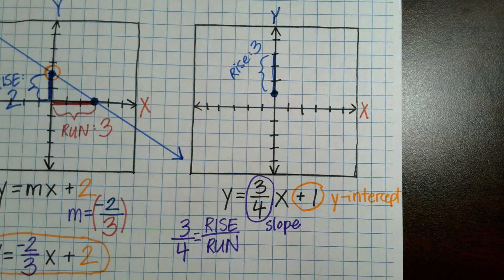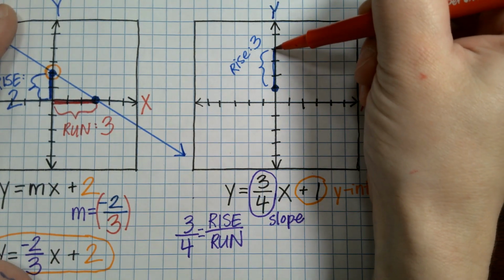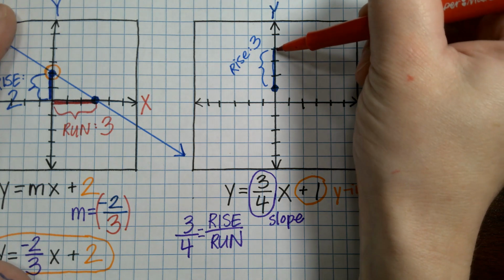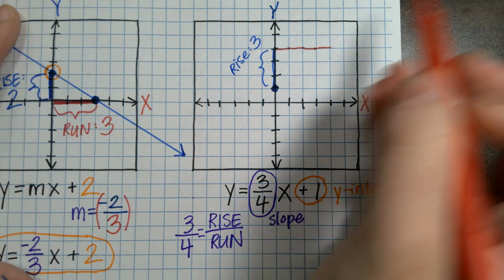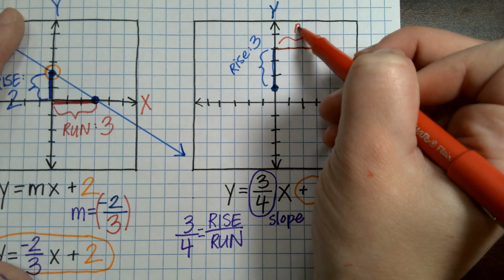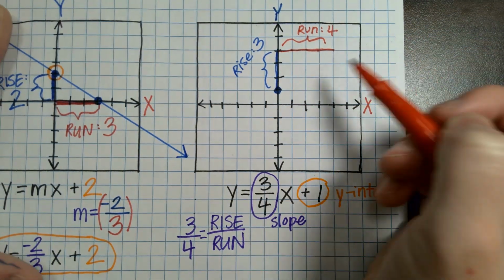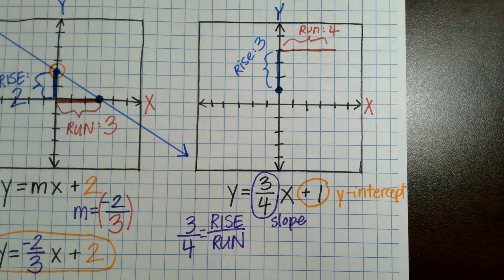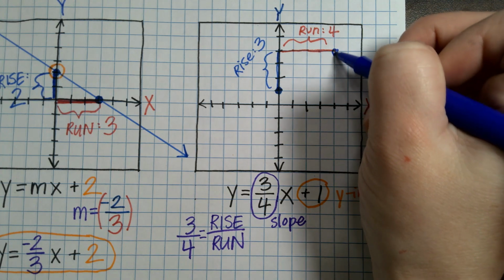Okay, and our run is 4. So we've done our rise. Once we're at the top of our rise, we're going to go over 4 for our run. So I'll count 1, 2, 3, 4. There's our run. Okay, and once we've done our rise and our run, we can make a second point. The second point is right at the end of our run. You see that right here?